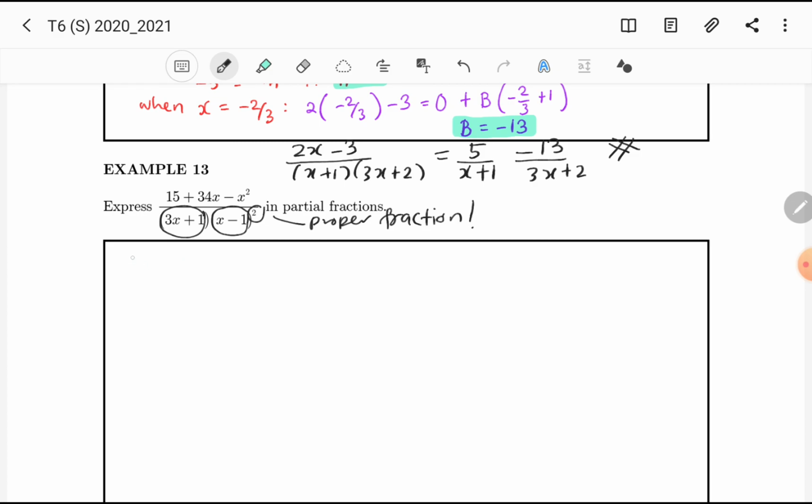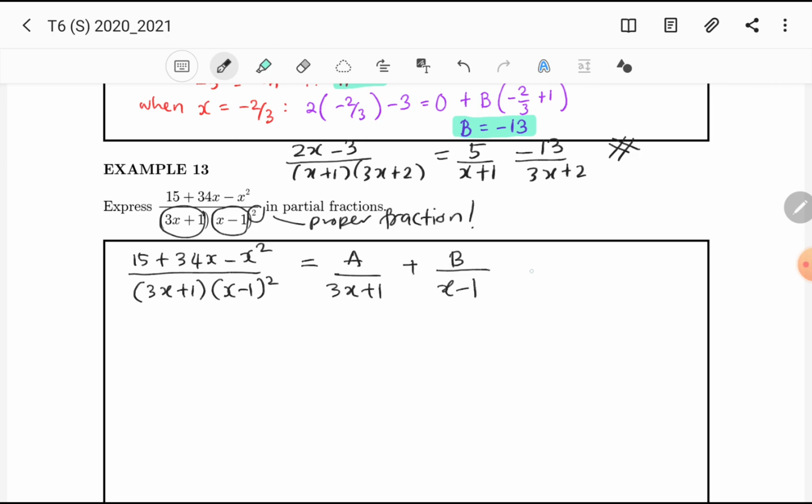Okay. So we write 15 plus 34x minus x squared divide by 3x plus 1 times x minus 1 squared equals to a over 3x plus 1 plus b over x minus 1 power of 1 and plus c over x minus 1 square. Okay, next for equate the denominator step.